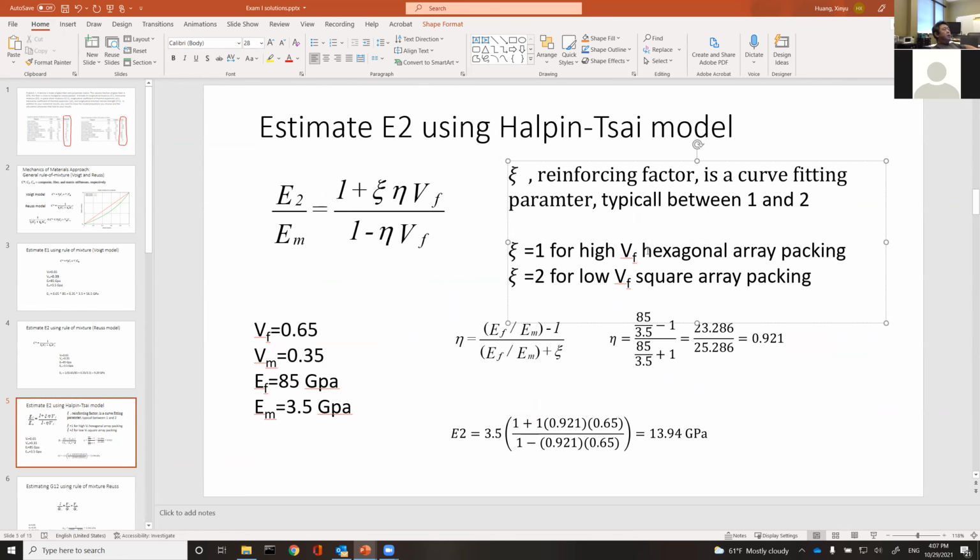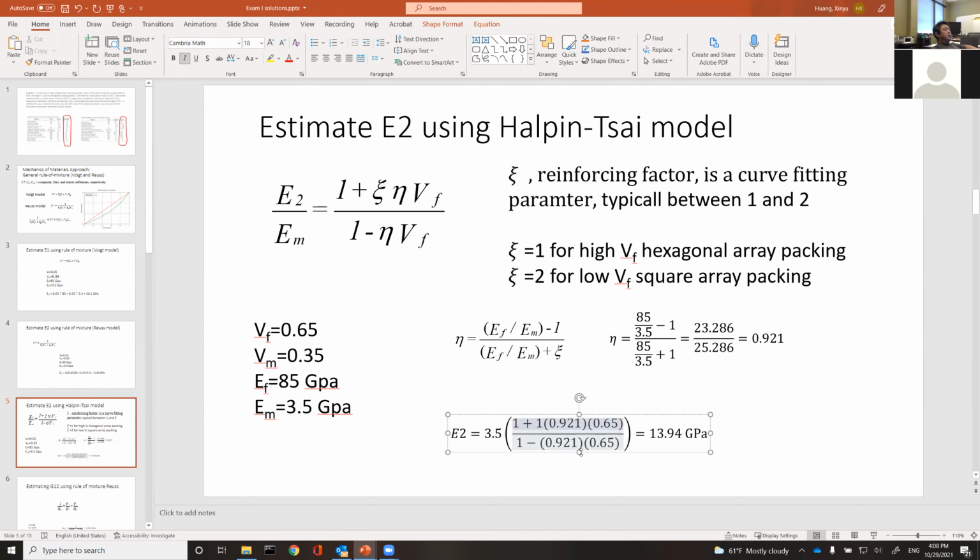Okay. And then we can go ahead and calculate this factor eta. Eta is what you require here to calculate this. Eta is just a combination of modulus and Kasi. So we plug these numbers into this equation, and also Kasi equal to 1. We can calculate this parameter eta equal to 0.921. Right. Then you stick eta and Kasi back into this equation. You calculate this right-hand side fraction, which also involves fiber volume fraction, which is 0.65, which is over here.